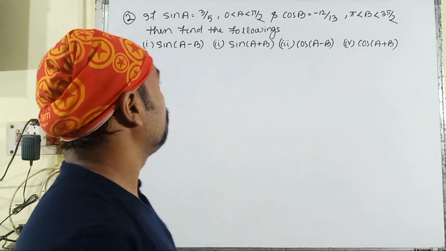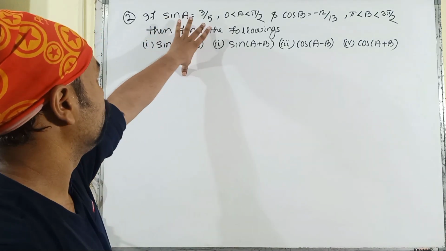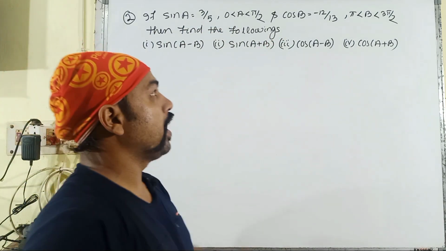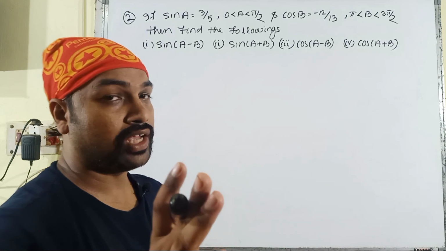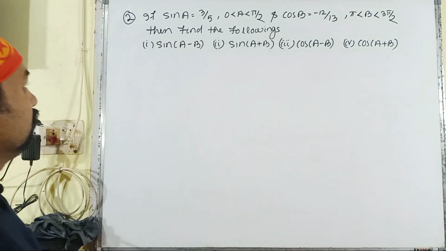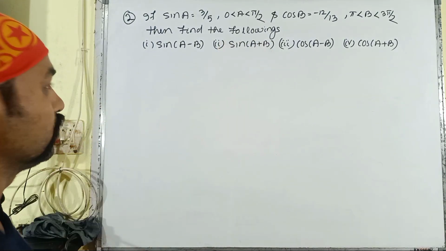Here is the second problem based upon the trigonometric ratios of compound angles. It is given that sin A is equal to 3 by 5 where A lies in the first quadrant. Cos B is equal to minus 12 by 13 but here B lies in the third quadrant. Then we have to determine sin(A minus B), sin(A plus B), cos(A minus B) and cos(A plus B).